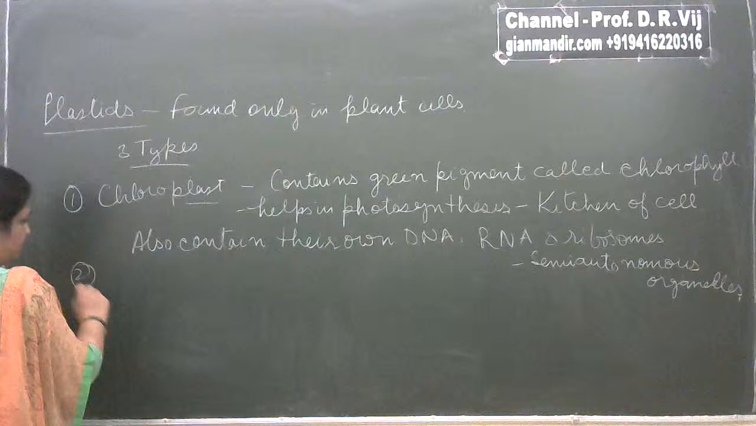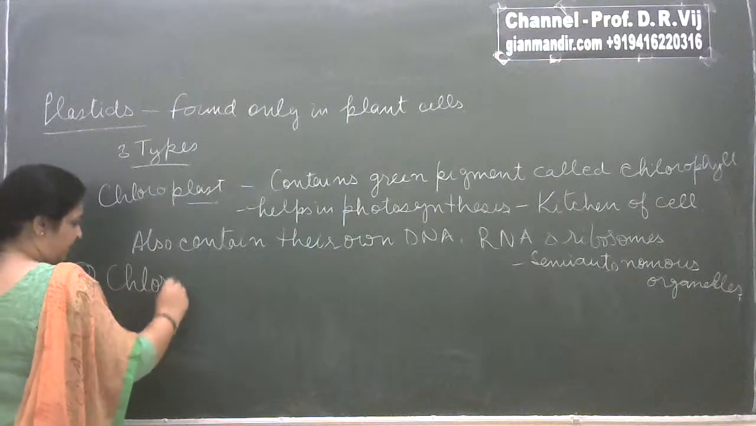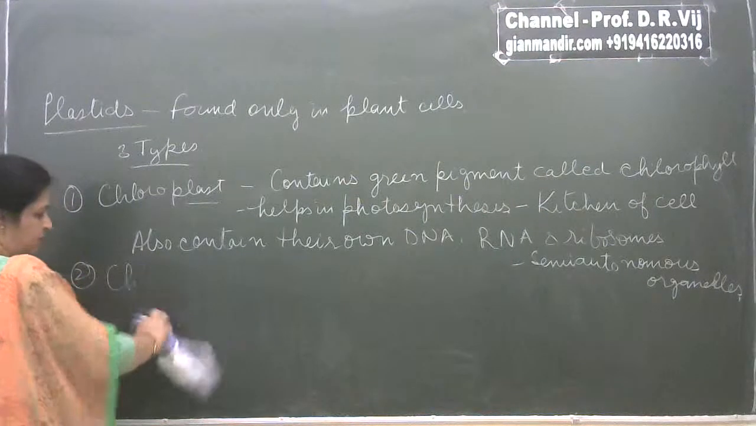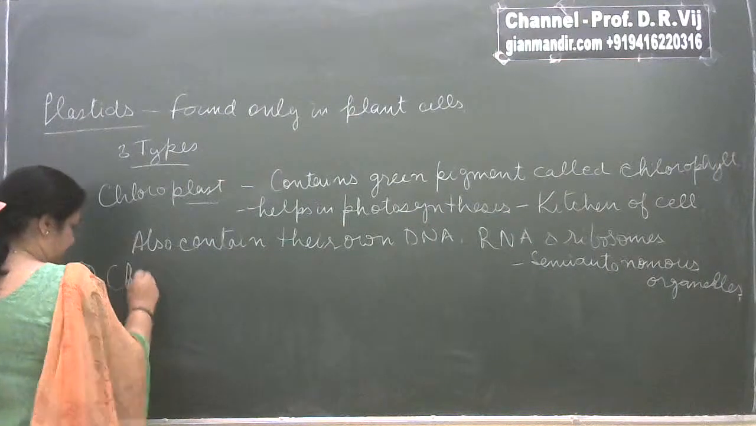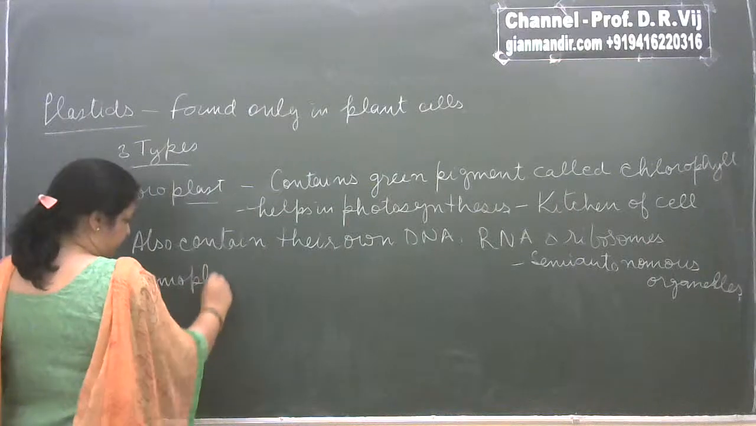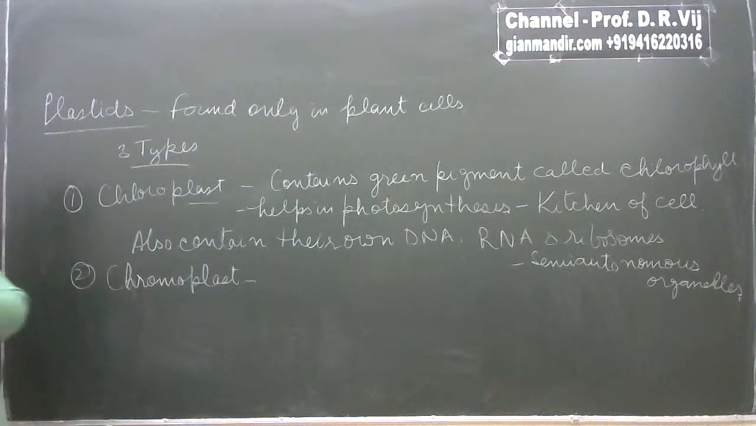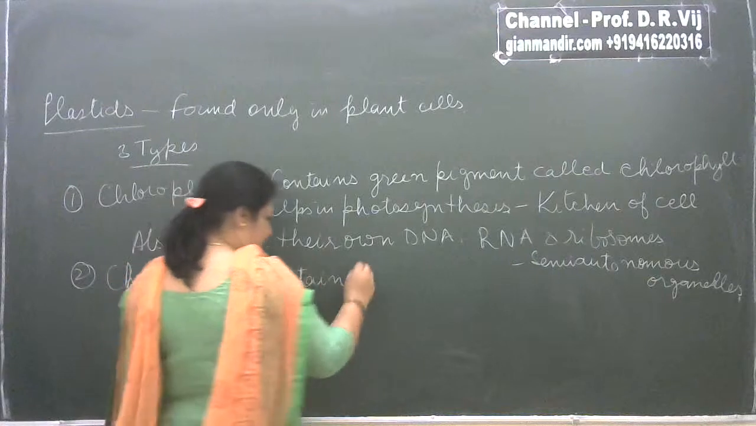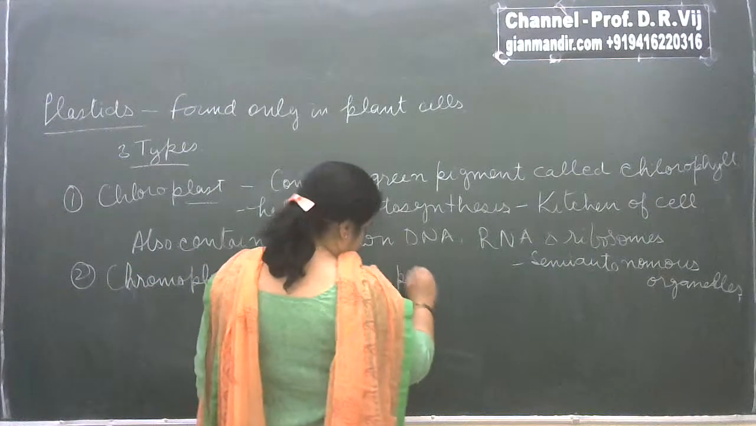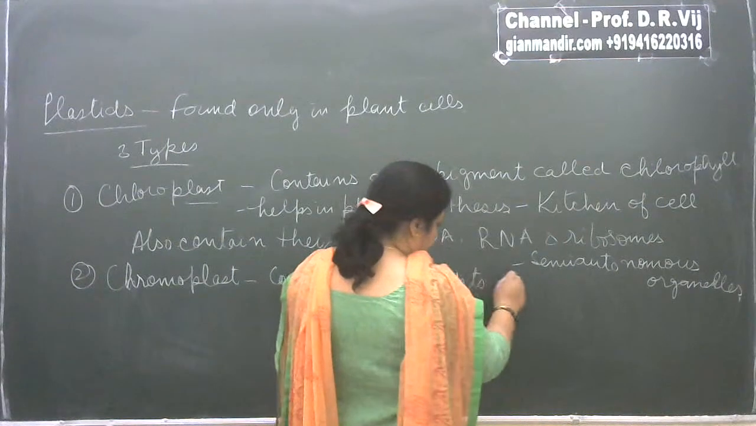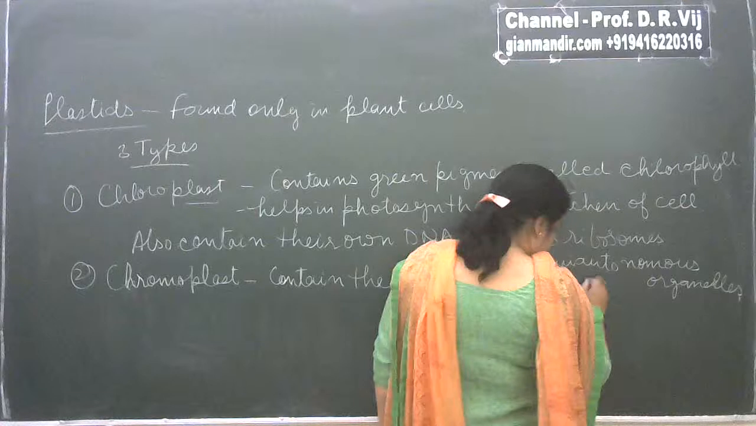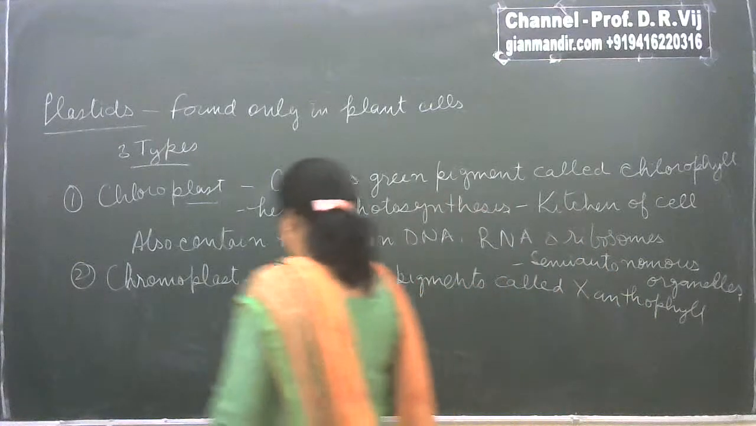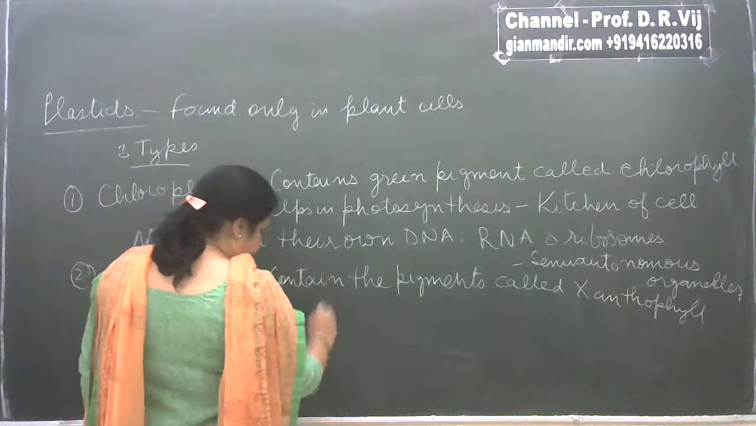Another type of plastids which you can observe in plant cells are the chromoplasts, and these chromoplasts contain the pigments called xanthophyll and carotene.